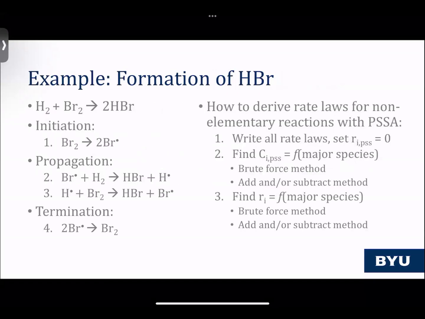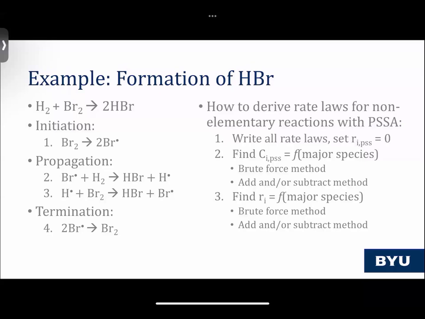All right, so we're going to go through an example for hydrogen bromide formation. Again, we have this hydrogen plus bromine going to 2-HBr. We have 4 steps that we're hypothesizing are happening. Initiation, where the bromine gas gets radicalized to form 2 bromine radicals. Then we have propagation, where a bromine radical reacts with a hydrogen gas and makes HBr plus 1 hydrogen radical. And 1 hydrogen radical plus bromine could also make a HBr and then another, and then a bromine radical. And then to terminate, 2 bromine radicals find each other and form a bromine bond.